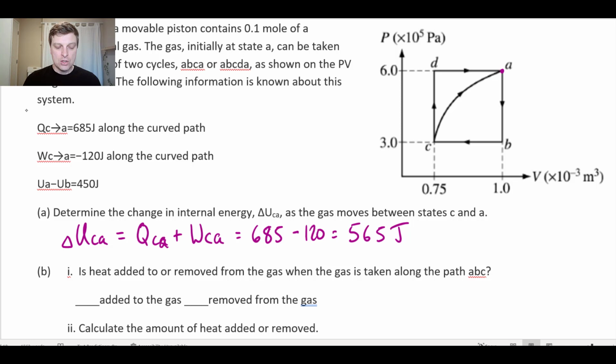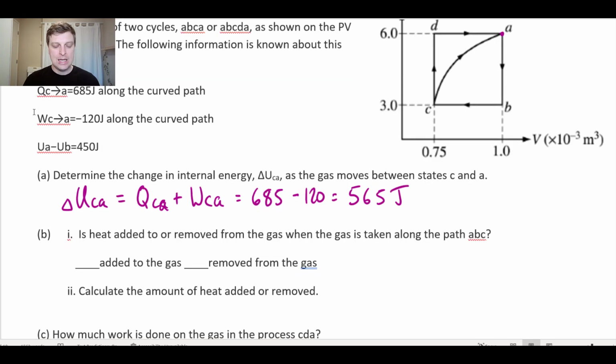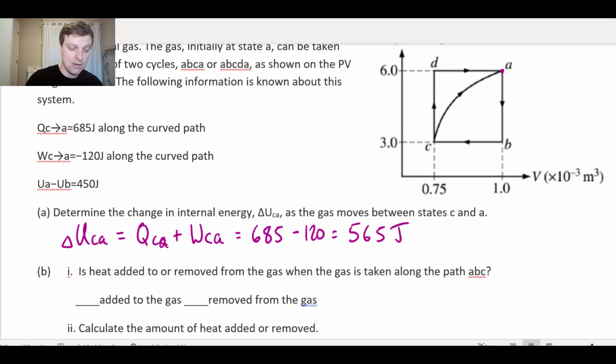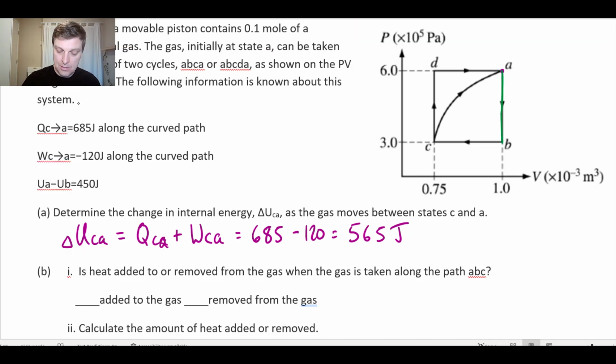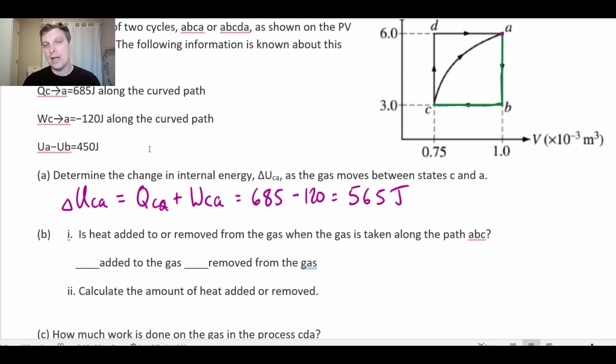So the question then for B is, is heat added or removed from the gas when the gas is taken along the process A, B, C? So we're going to focus in on this process right here, A to B and B to C, okay? So is heat added or removed? Okay, and there's a couple things I want to think about here.